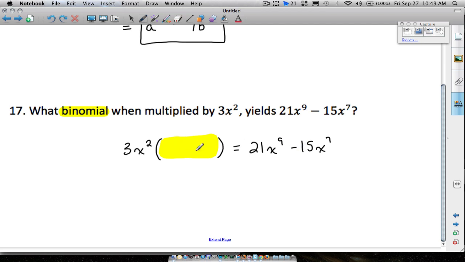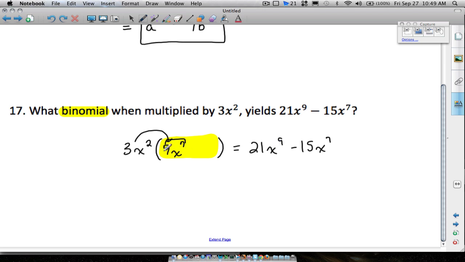We're going to need a binomial. There's two ways to look at this. One way is to kind of just think about it in your head. 3x squared times something needs to give us that 21x to the ninth. Well, how about 3 times 7? That's going to give us the 21. x squared times x to the 7th. Look at that whole term right there. 3 times 7 is 21. x squared times x to the 7th. We add those exponents to get x to the ninth.